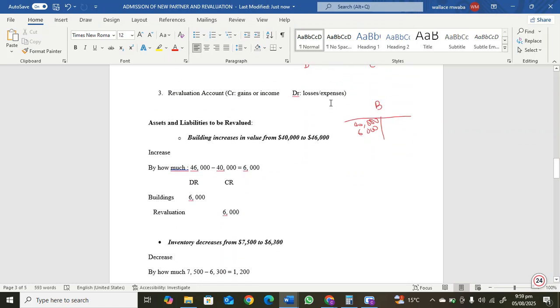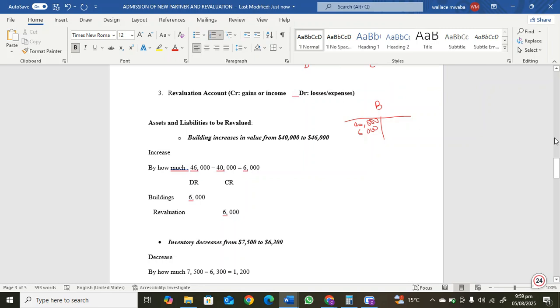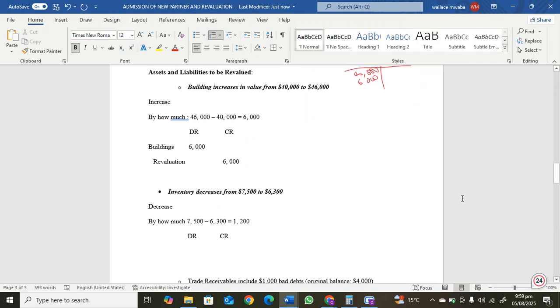Yes. And then any losses or expenses, we debit the revaluation account. Or for today, what you can do is just remember this one here. Then as you practice, you get better with it. So we debit revaluation account 1,200. Then we credit inventory 1,200. Any questions?